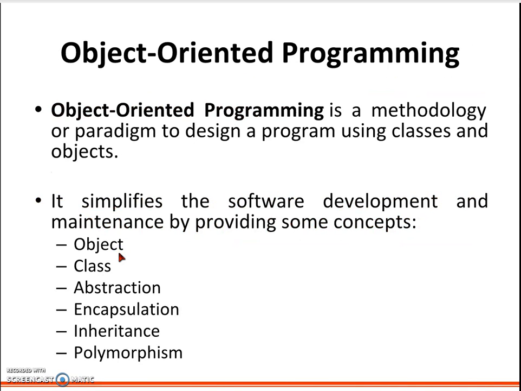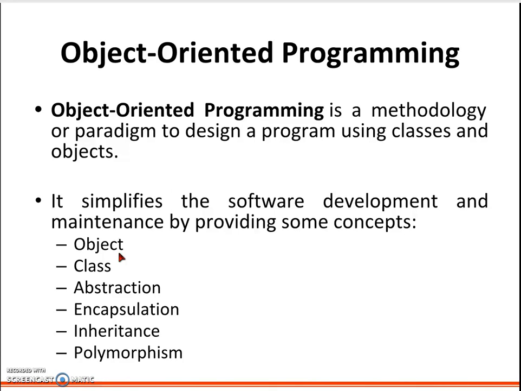Object-oriented programming is a methodology or paradigm to design a program using classes and objects. By combining classes and objects, we can solve problems and create programs. This is called object-oriented programming. Nowadays, all programs are based on the object-oriented concept. For example, C++, Java, Python are some object-oriented programming languages.